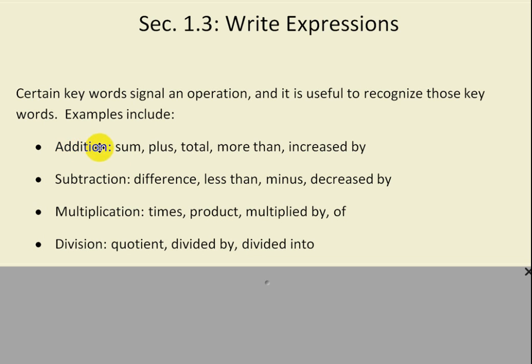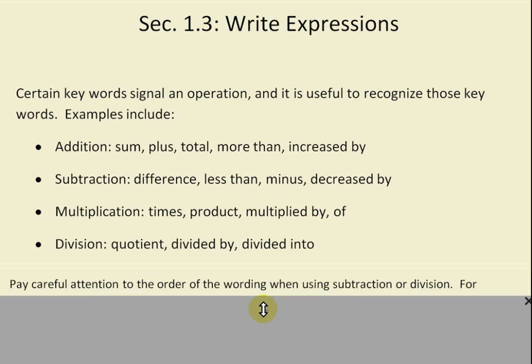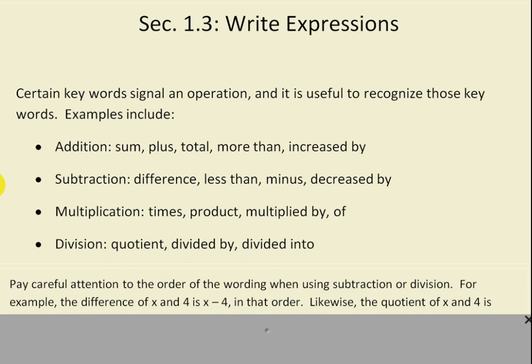So for example, for addition, you could see words such as sum, plus, total, more than, or increased by. You'll see examples of these in a moment. Subtraction, some keywords would be difference, less than, minus, or decreased by. Multiplication, we could see times, product, multiplied by, that one's pretty obvious, or very often of means multiply. Not always, but very often. And for division, quotient, divided by, or divided into. So these are some common keywords to keep in mind.